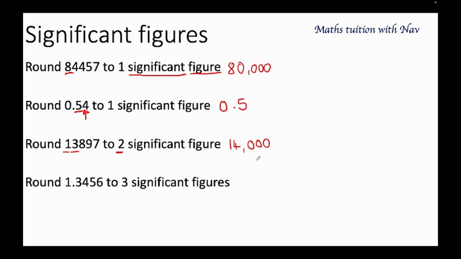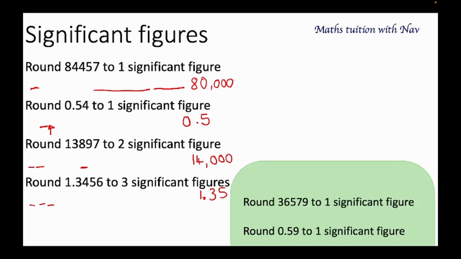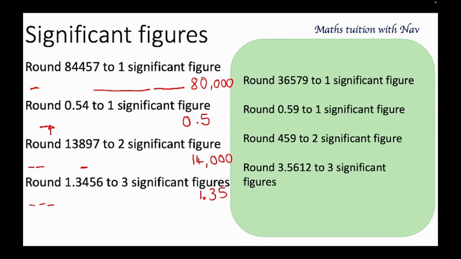Round 1.3456 to 3 significant figures. So I want the first 3 significant figures. I've got 1, 2, 3. After the 4, it's a 5, so the 4 will be rounded up. It's going to be 1.35. You have 1 minute to do the questions on the right hand side.